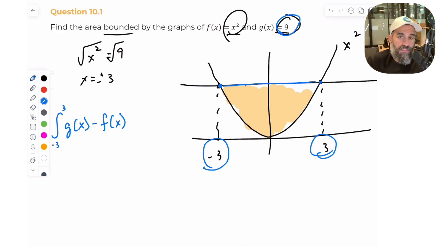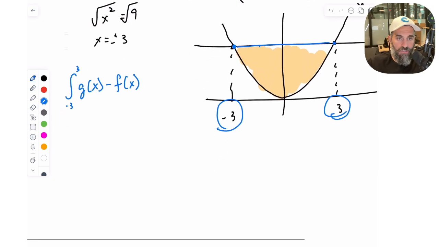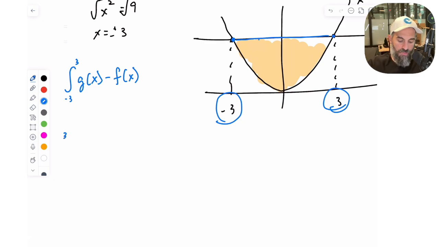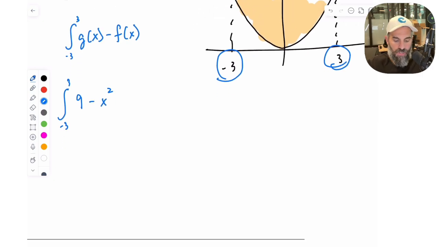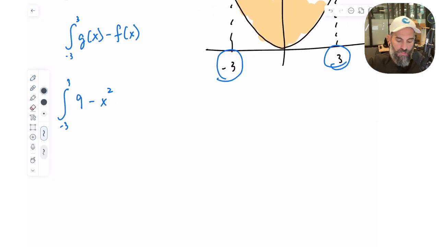And from this point on, guys, this is the math we were doing in the previous video. Okay, so let's do that. I'm trying to find the integral from 3 to -3 of g of x, which is 9, minus f of x, which is x squared. Okay, let's integrate. This actually becomes, remember what I said about 9? It just becomes 9x. X squared would just become x cubed over 3.